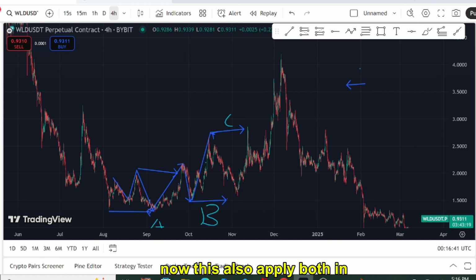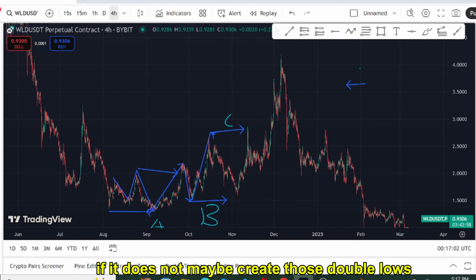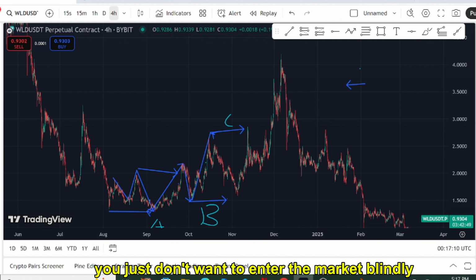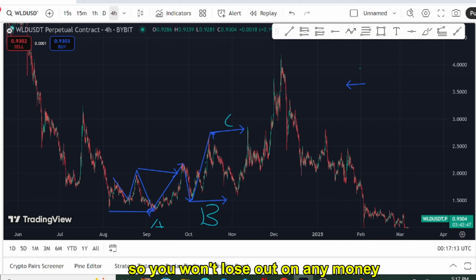Now this applies both in a bearish trend and in a bullish trend. All you have to do each time you see any chart pattern is look out for the first sweep, then you mark it out. If it does not create those double lows and those double breaks of structure, you just have to mark it out and then wait and keep checking. You just don't want to enter the market blindly so you won't lose any money.